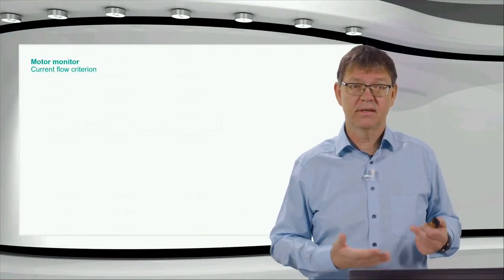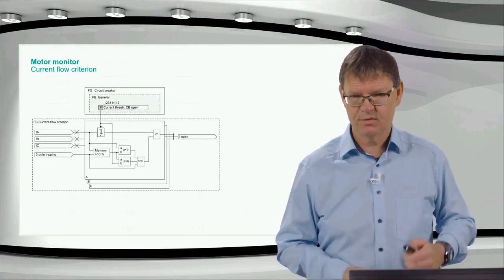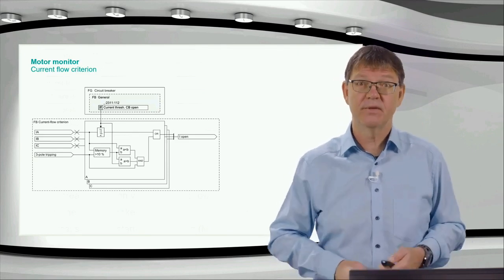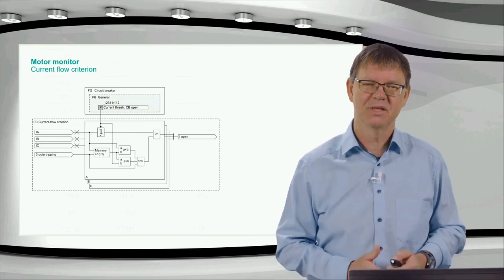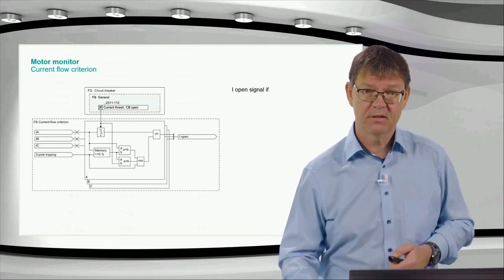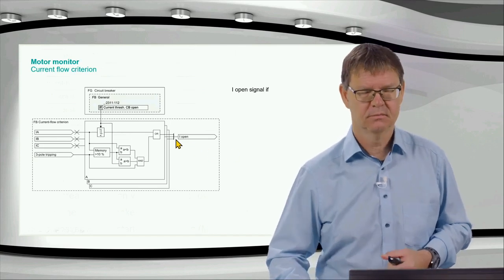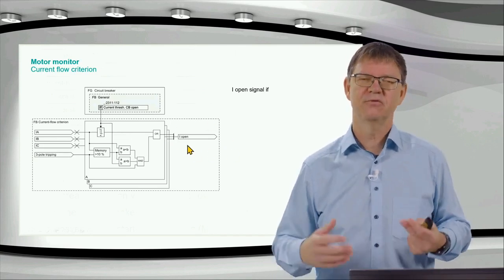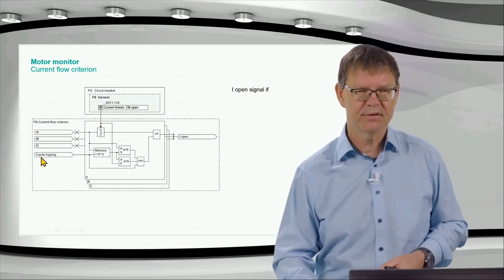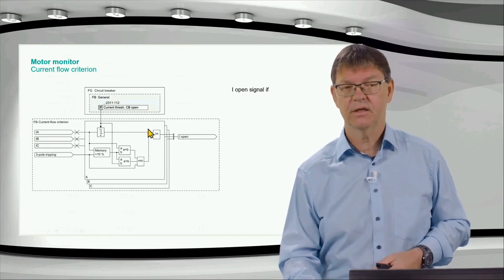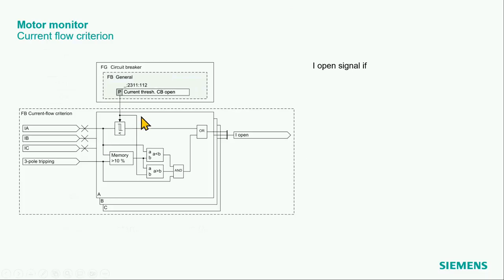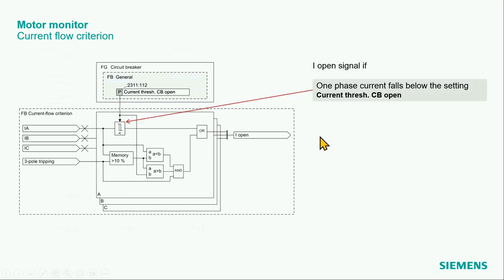Okay, let's first have a look at the current flow criterion. These diagrams are all from the manual, so you'll find them there as well. Here is an additional help to explain them. I have here this I open signal. This means the circuit breaker is open based on the information from the currents. Basically, I have the three currents that come in for each phase. And then I have a threshold, and if I undershoot this threshold in all three phases, then we can assume the circuit breaker is open. No, that's not correct. It must be in one phase only. So I was a little bit unsure here.